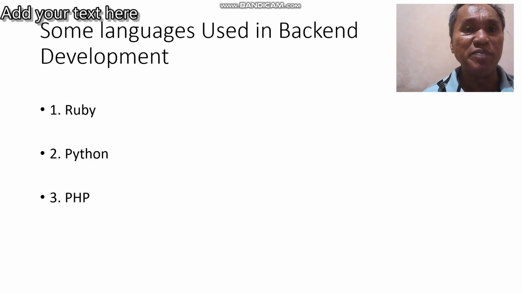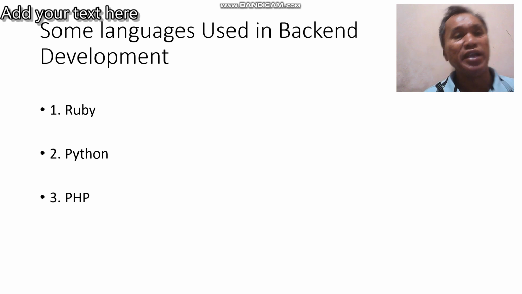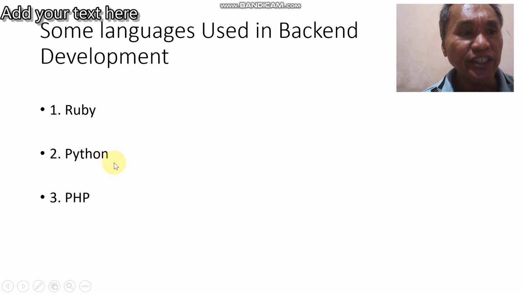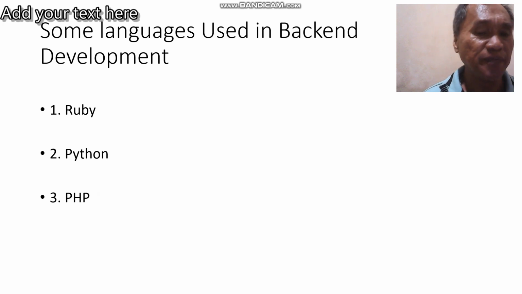And then, what about back-end development? What are the languages used? Some of the languages used in back-end development are Ruby, Python, and PHP, and of course there are also other back-end programming languages used.